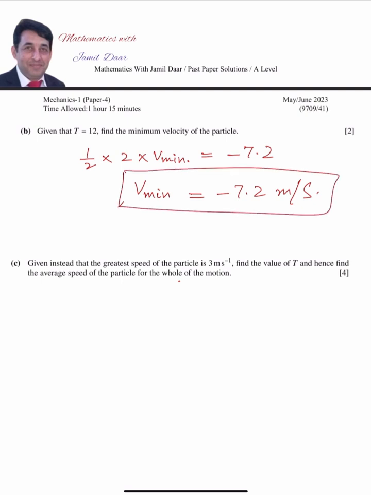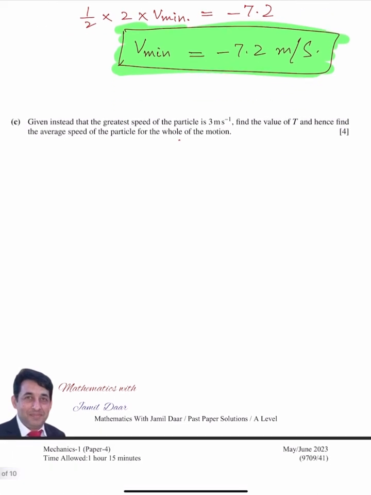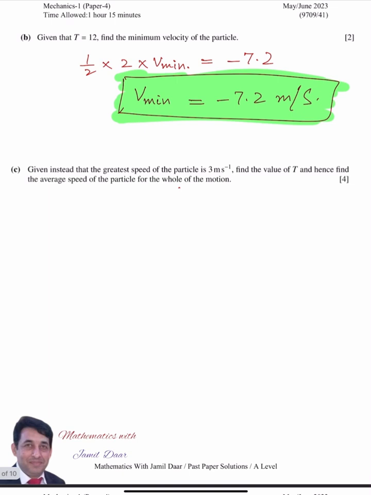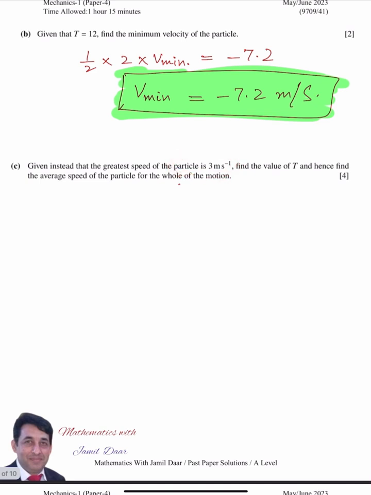Okay, for the second part, let me highlight this. So the second part, part C, is given instead that the greatest speed of the particle is 3 meter per second. Now they are saying the greatest speed, the particle cannot move more than 3 meter per second. Find the value of t, and hence find the average speed of the particle for the whole motion.